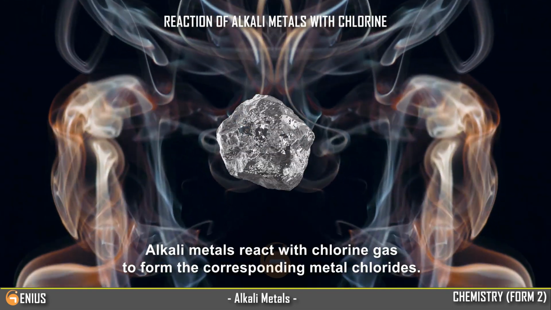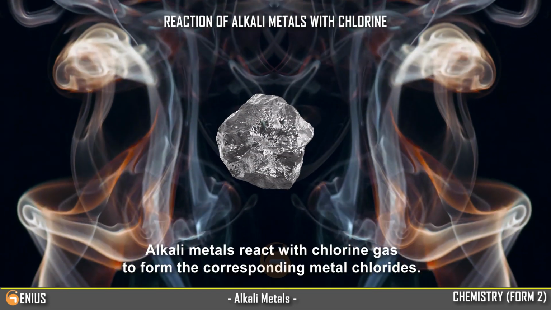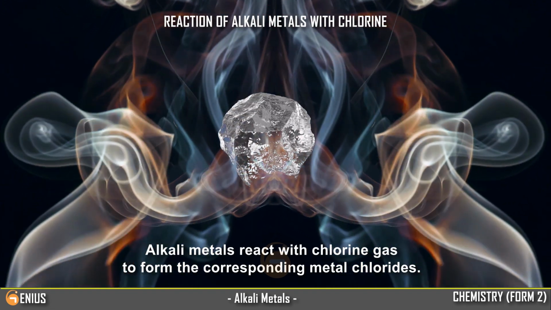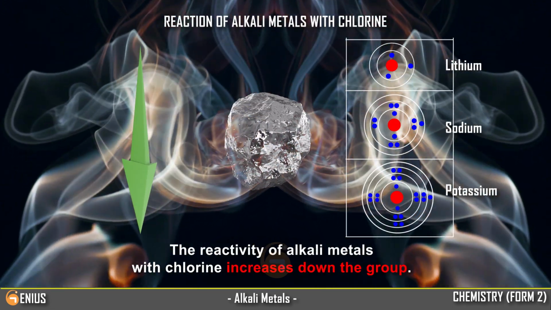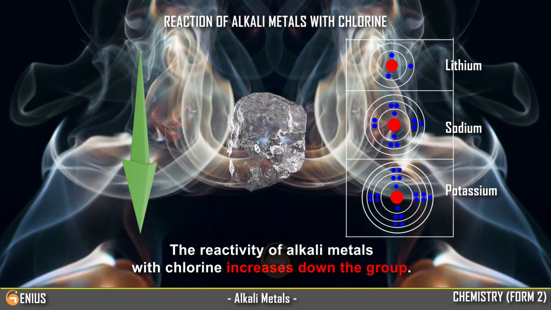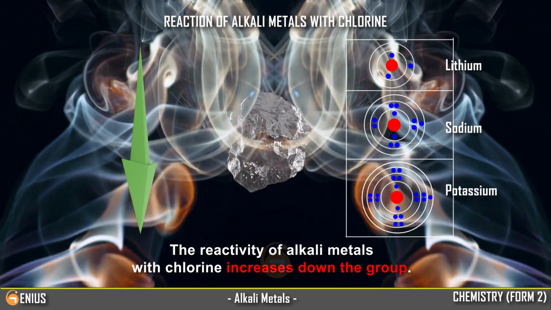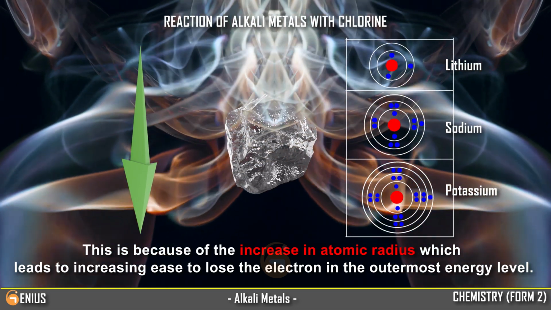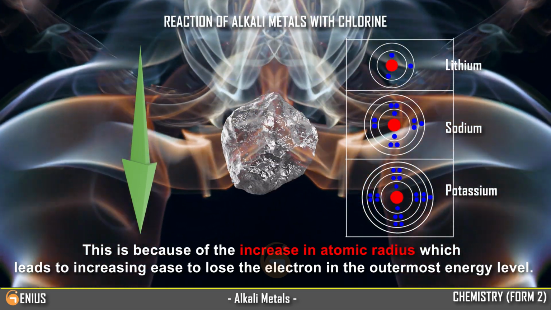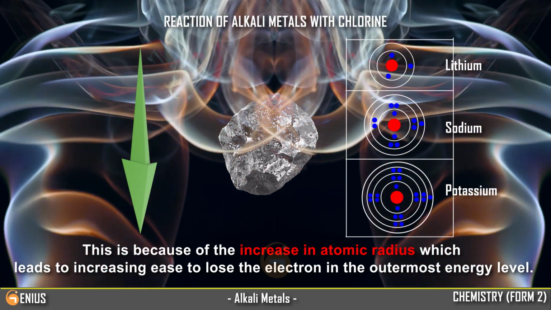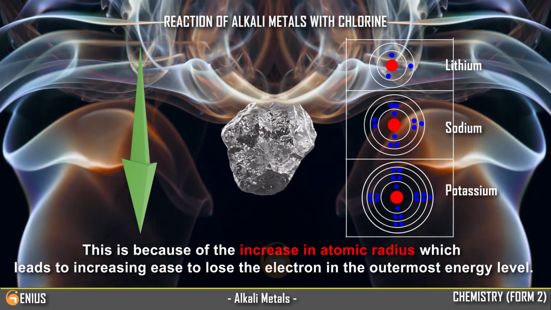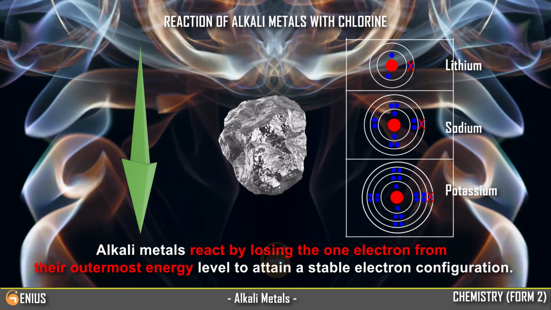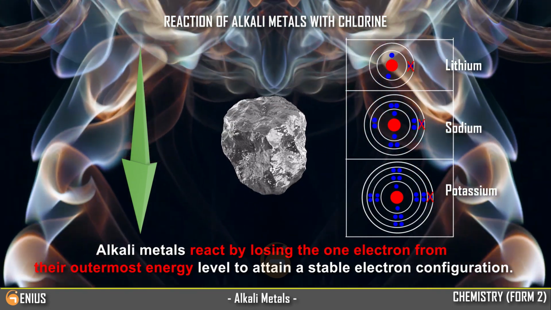Alkali metals react with chlorine gas to form the corresponding metal chlorides. The reactivity of alkali metals with chlorine increases down the group. This is because of the increase in atomic radius, which leads to increasing ease to lose the electron in the outermost energy level. Alkali metals react by losing the one electron from their outermost energy level to attain a stable electron configuration.